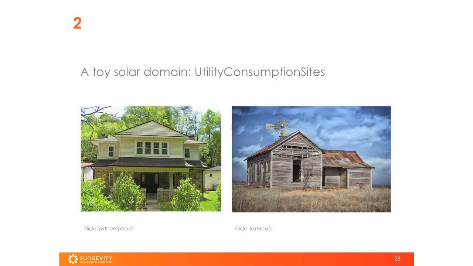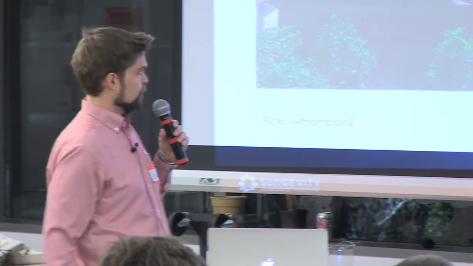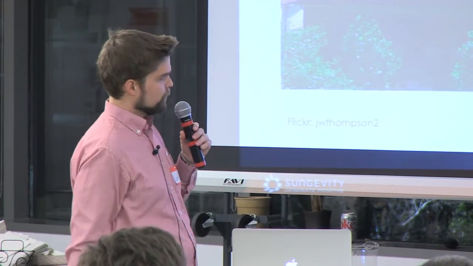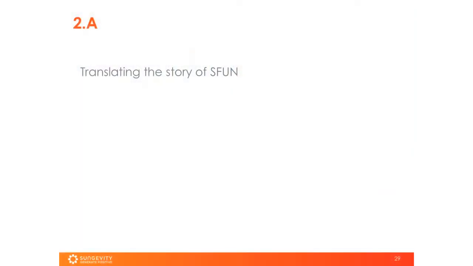So I'm going to talk about a toy version of the Sungevity domain called utility consumption sites. Why not just houses? Well, because the thing on the left is a utility consumption site, probably, but the thing on the right is not. So Sungevity is mostly interested in places where we can offset someone's utility consumption by putting a system on their roof. And we don't sell off-the-grid systems yet, so utility consumption sites.